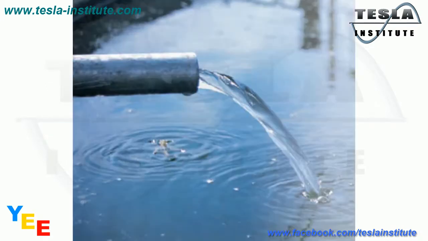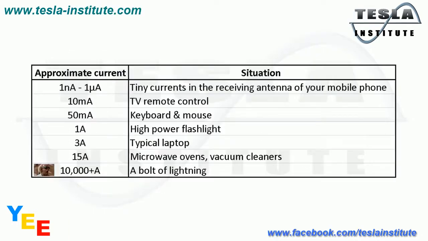And if you want, you can use the analogy of the amount of water flowing through a pipe. Okay, just so you have a frame of reference, here are a few examples of different currents you might encounter in your day-to-day life.